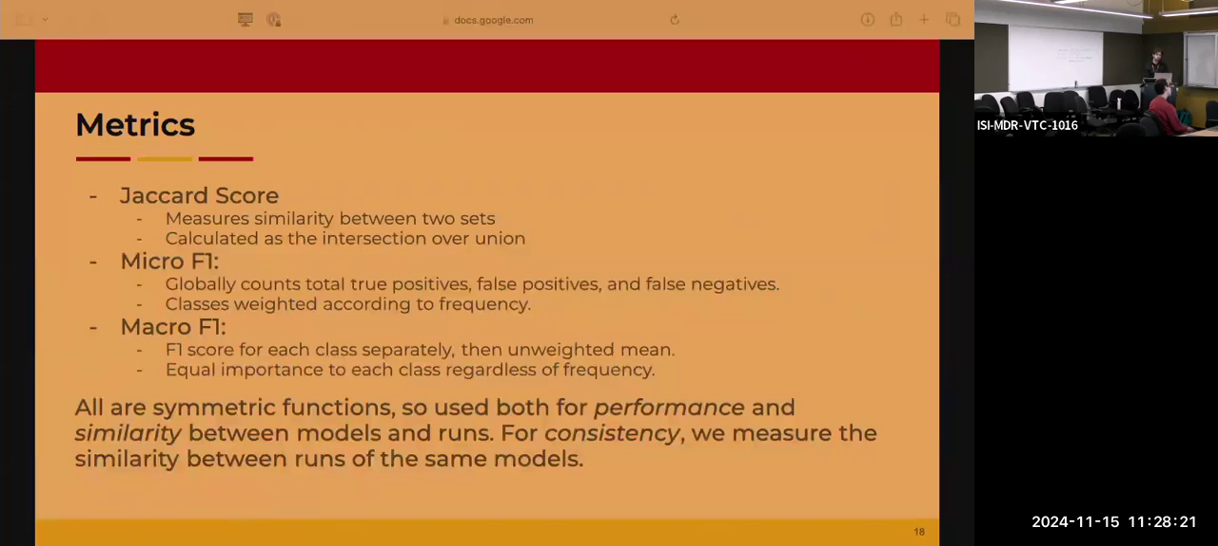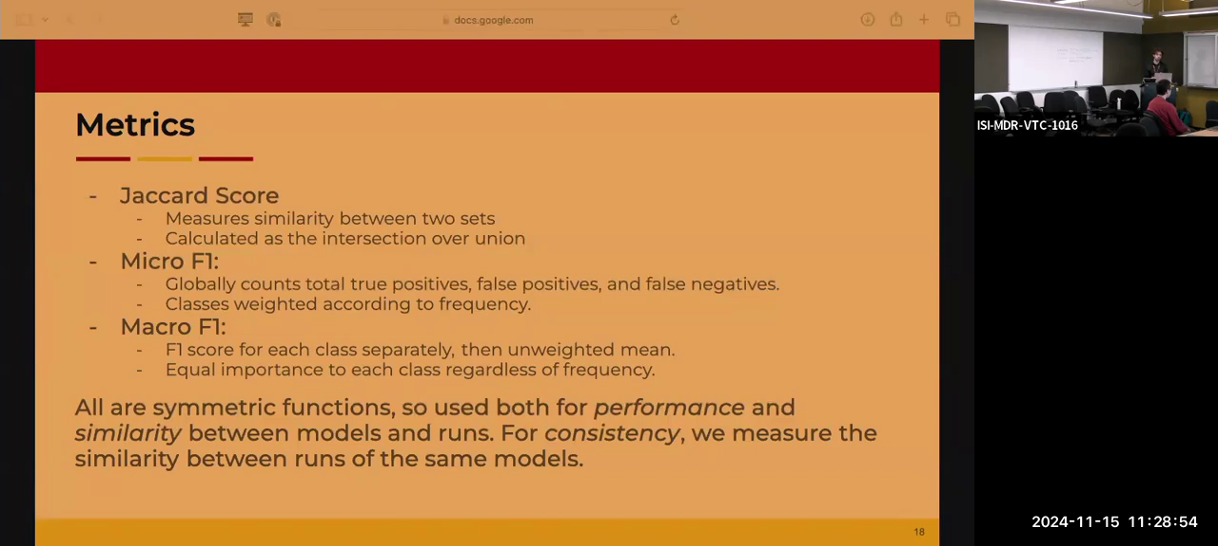For metrics, very quickly, we're using the Jaccard score, which is the intersection over the union, and two F1 scores, micro and macro F1 score. And notably, these are all symmetric functions, which means that we can use them to measure performance, namely predictions compared to ground truth, but we can also use them to quantify similarity between models and runs. Because they're symmetric functions, it doesn't matter which argument you present first and second, the value of the function is going to remain the same.